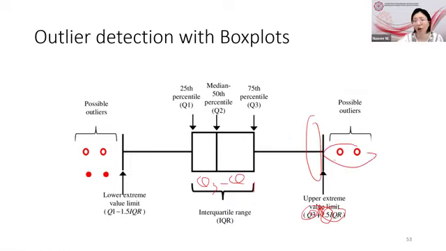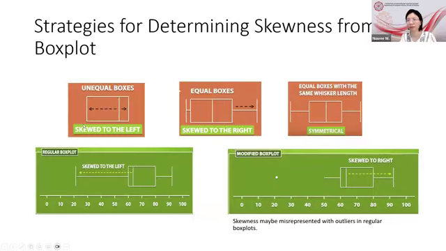Anything beyond that is called outliers. Again, the lower limit is Q1 minus 1.5 times IQR. Lower than that is possible outliers. So we can use box plot as outlier detection. We can use box plots to determine the skewness.